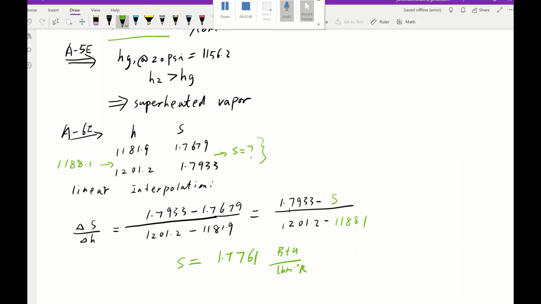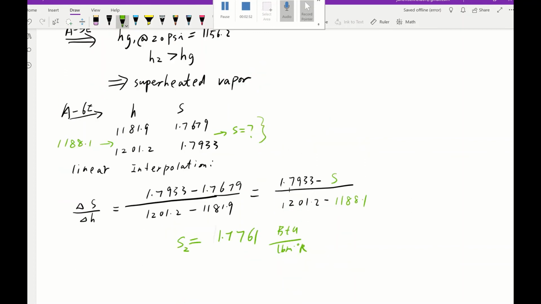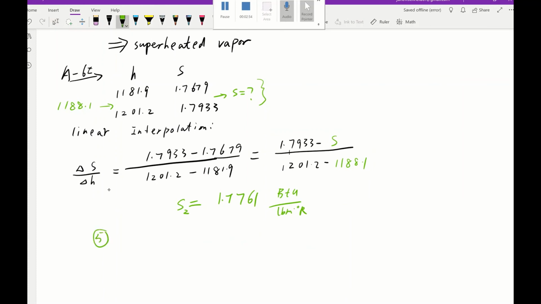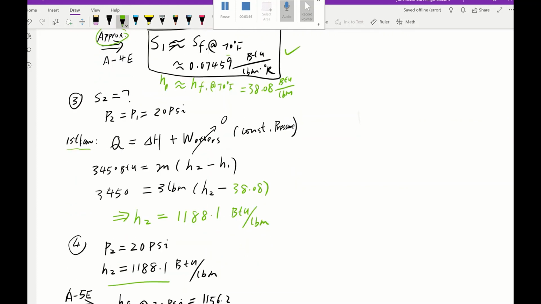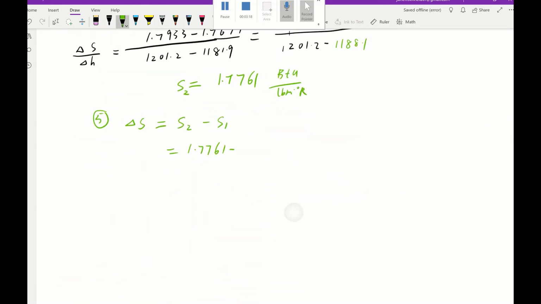So knowing that now, we can find out our last step, which is delta S, the entropy change for this refrigerant. Final minus initial. Final is 1.7761, and our initial is way back. We found out this S1 being a compressed liquid, and we approximate it using the saturated liquid at that temperature. It's 0.0749. And we have our answer.